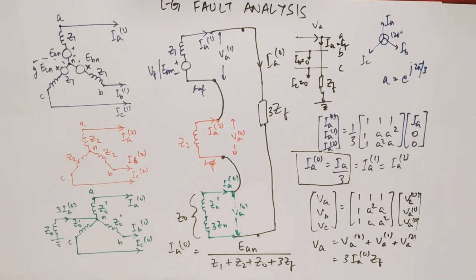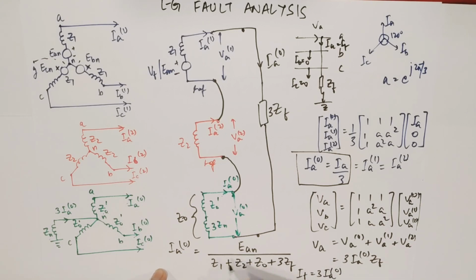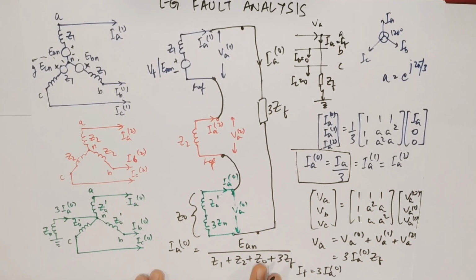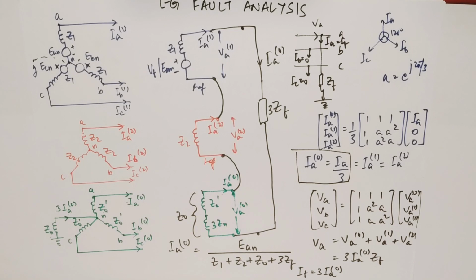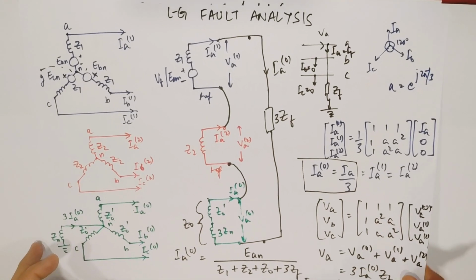Now what you have got is only the zero sequence current. This is not the fault current. The fault current will be 3 times this zero sequence current. So you have to multiply by 3 in order to get the value. I hope you are clear with the derivation.